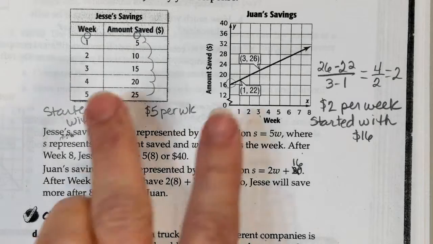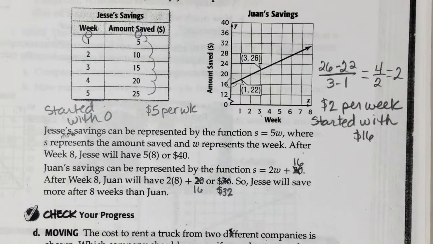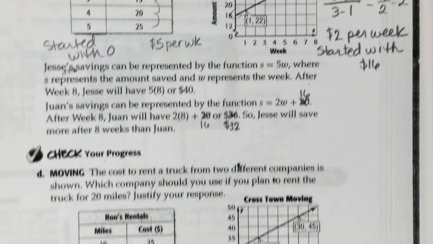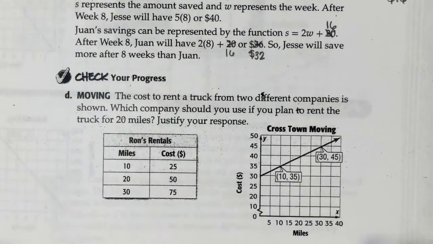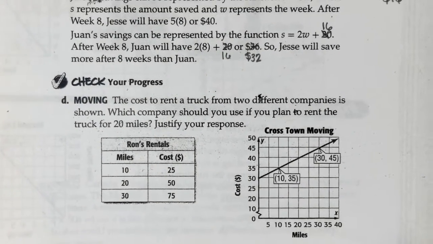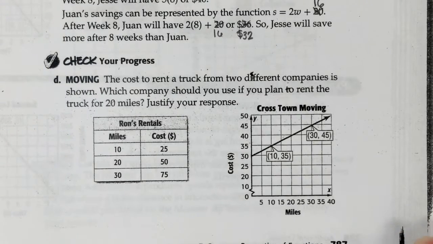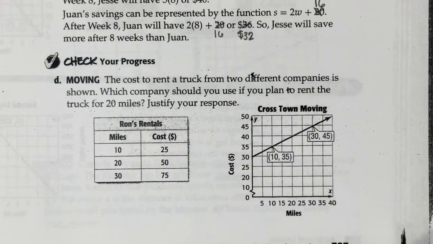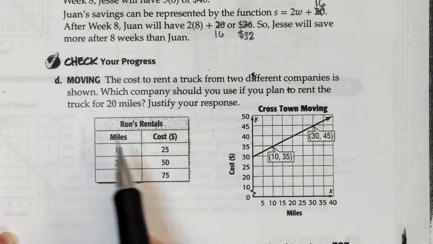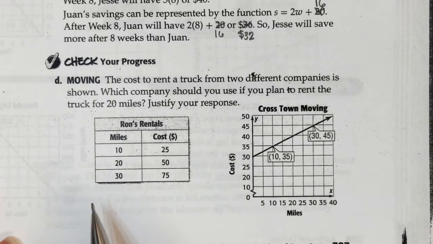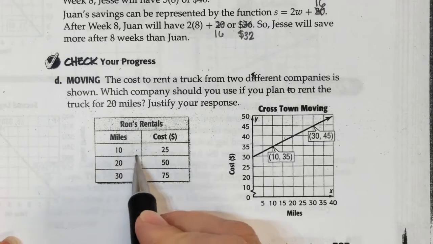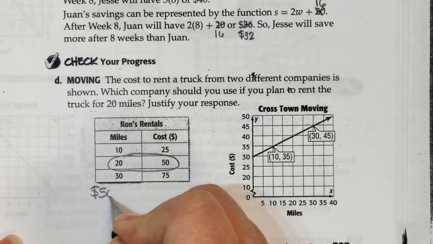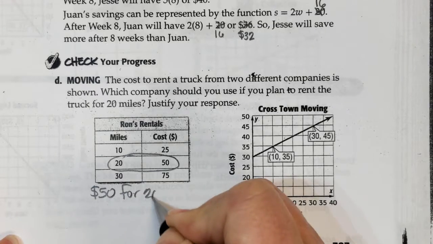So there's a little bit more work when they give you both a table and a graph instead of an equation. Let's look at this one down below. This one's real easy. It says the cost to rent a truck from 2 different companies is shown. Which company should you use if you plan to rent the truck for 20 miles? So how much is it going to cost from Ron's Rentals at 20 miles? $50. It tells you right here in the table. So $50 for 20 miles.